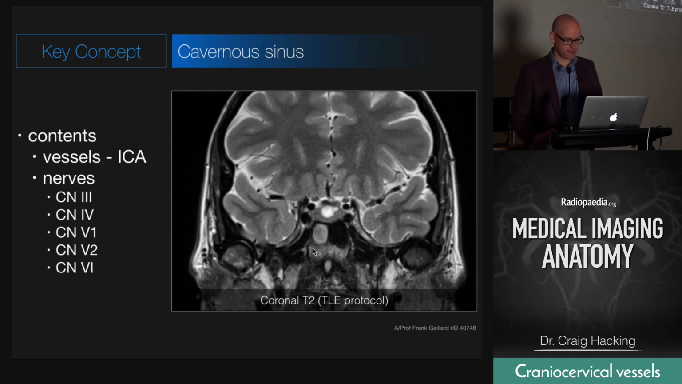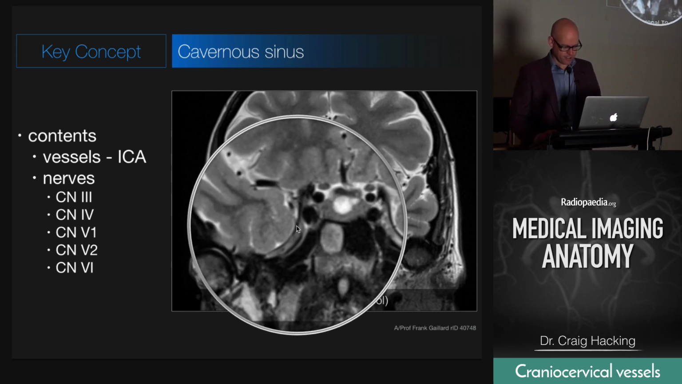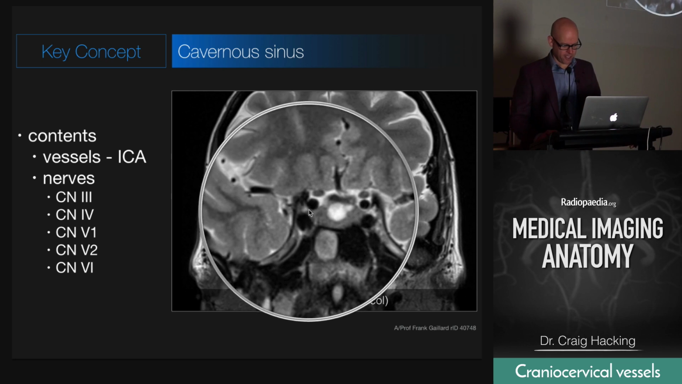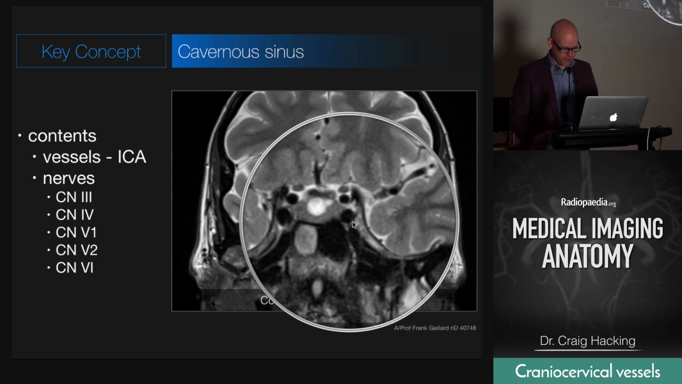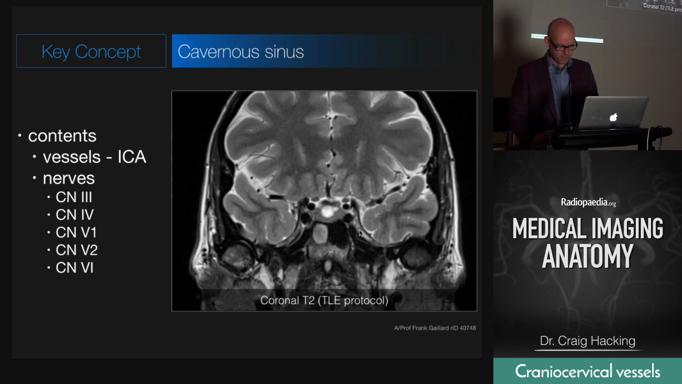The cavernous sinus is an awesome spot right next to the pituitary. Here it is here, extending all the way down. Here's our flow voids of our internal carotid artery, the cavernous portion. And with the eye of faith, you can see a couple of little dots here. These are nerves. What nerves are they?